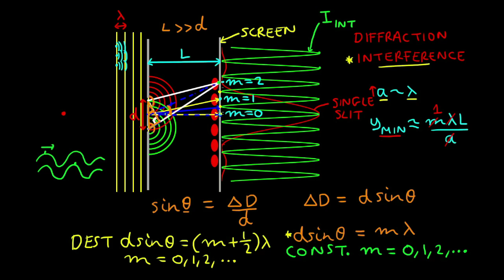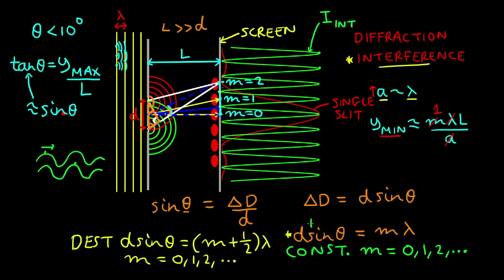Now if we want the distance from the middle of the first bright fringe to another bright fringe, which we will denote y max, then we have tan of this angle theta being equal to the opposite edge on the adjacent edge, being the distance to the screen. And for small angles less than 10 degrees, tan theta is approximately sine theta.